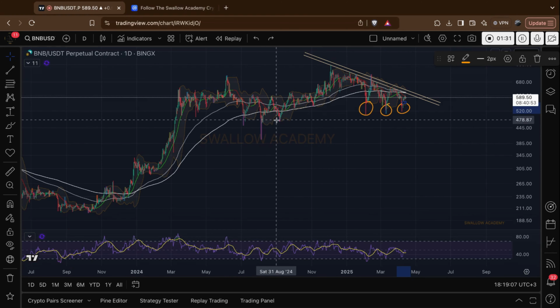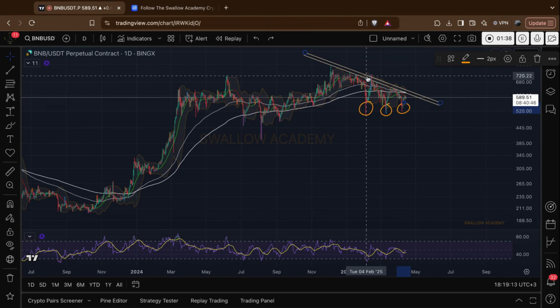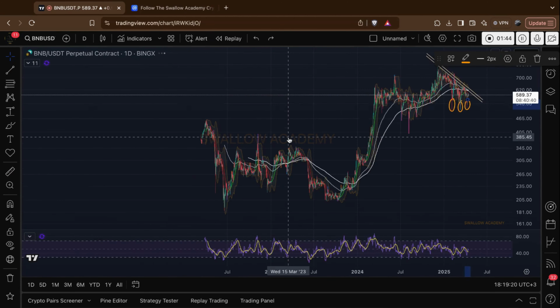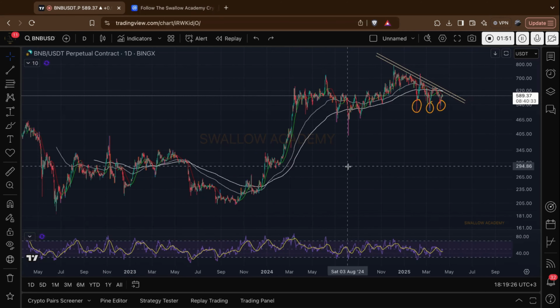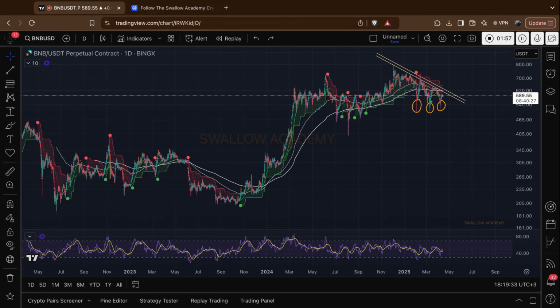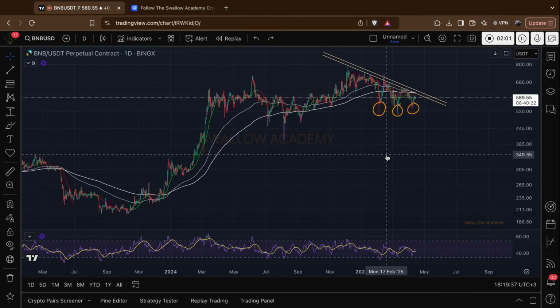But the difference is that sellers didn't maintain any dominance here. It was rather a sweep out. And here we see that sellers are dominating and price is currently below this major 200 EMA line. Now, if we zoom out completely and remove the Bollinger Bands as well, what we see is that price still has some room to fall to lower zones.